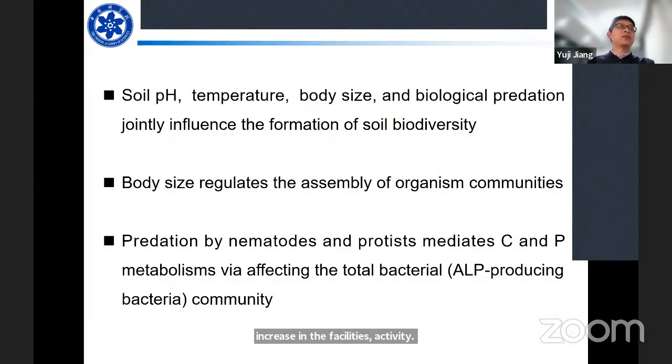Take-home message: the soil pH, temperature, body size, and predation all influence the formation of the soil biodiversity. Second, the body size regulates the assembly of the organisms' communities. Third, the predation by the nematodes and the protists regulates the carbon and the phosphorus metabolisms by affecting the total bacteria and the ARP-producing bacteria community.